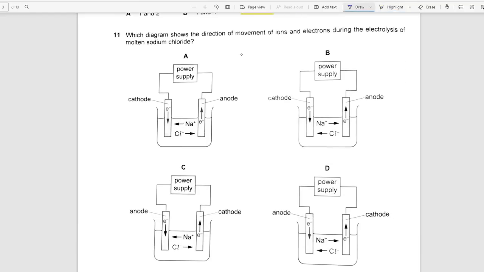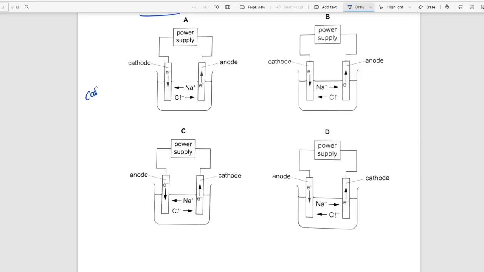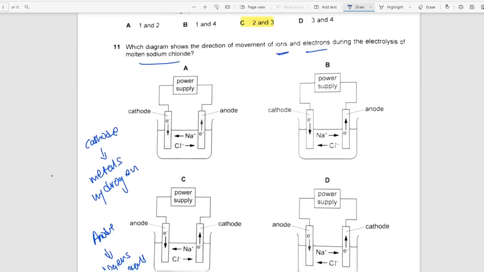Which diagram shows the direction of movement of ions and electrons during electrolysis of the molten sodium chloride? So let's see. First of all, we need to know the cathode, which takes the metals and the hydrogen, isn't it? While the anode always has the halogens, like chlorine, fluorine, bromine, and the nonmetals and the oxygens. So this is something quick you can remember.